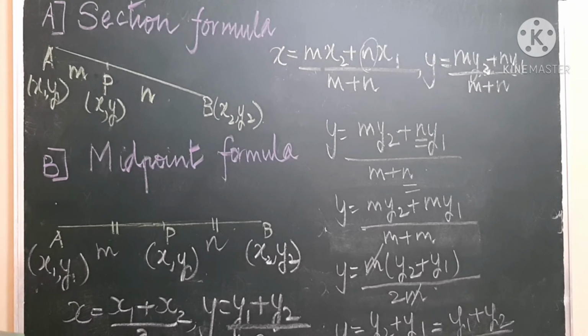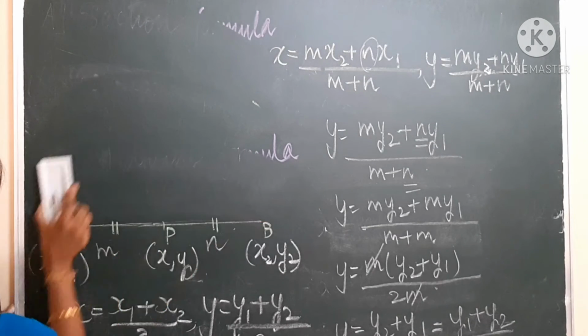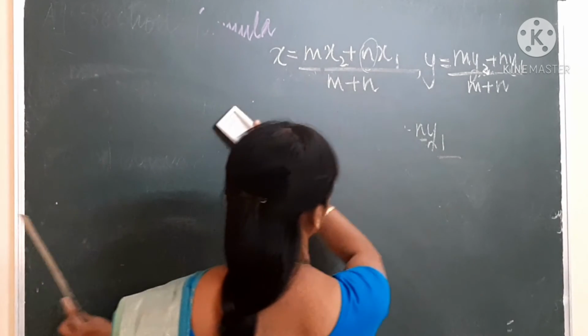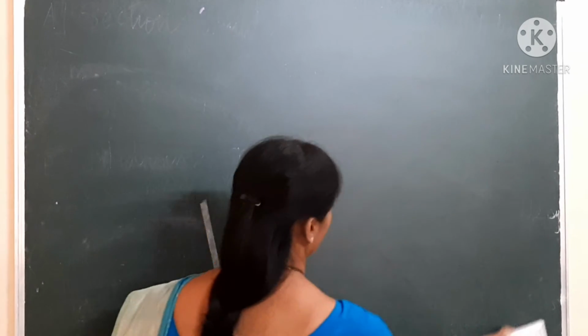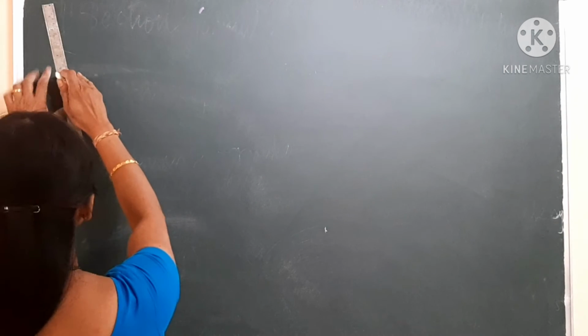To move on, now let's find out the formula for finding the coordinates of a centroid. For that, let me draw a triangle ABC.